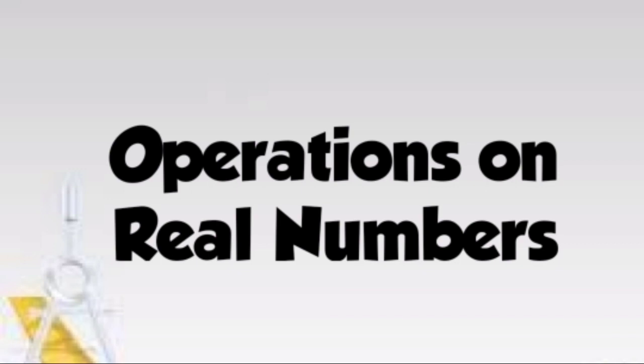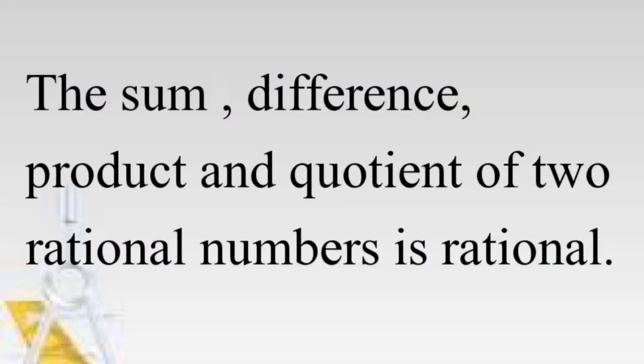Operations on real numbers. Last year in 8th standard we have learned that the sum, difference, product and quotient of two rational numbers is rational. That is, the sum of two rational numbers is rational, the difference of two rational numbers is rational, the product of two rational numbers is rational, and the quotient of two non-zero rational numbers is rational. These things we have studied from 8th standard.